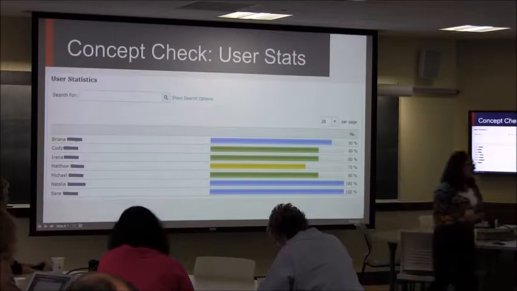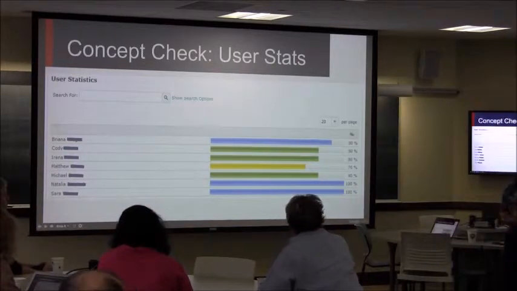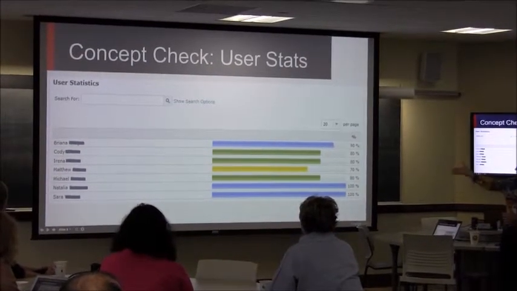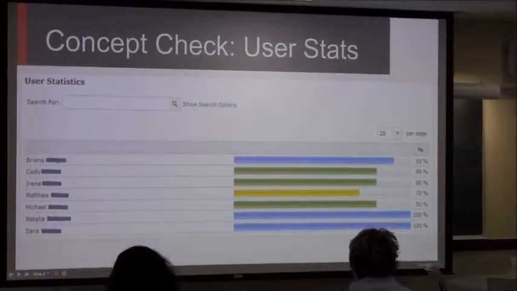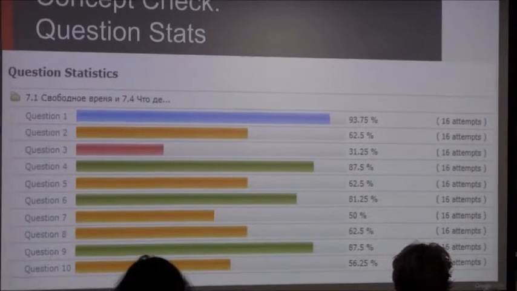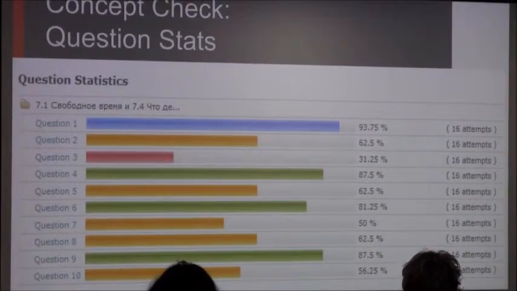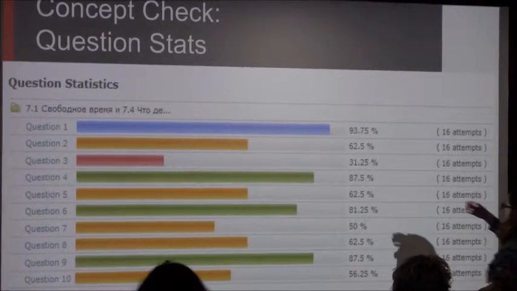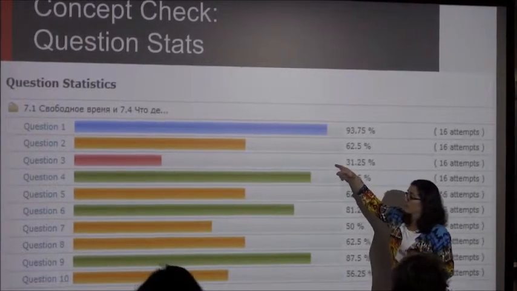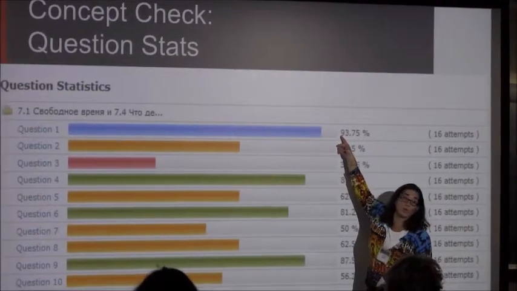This is what D2L looks like for a concept check. So here, the students were given a concept check. We see their overall score. What's most interesting, though, is when you can look at it by question. Okay? So you get this data, and you can see that question number 3 was a difficult one. Question number 1 was not.